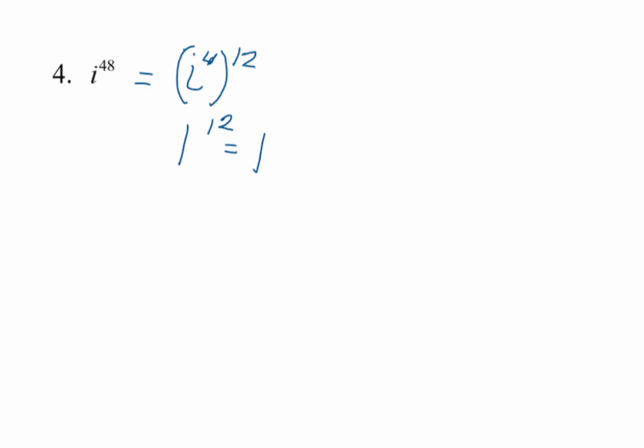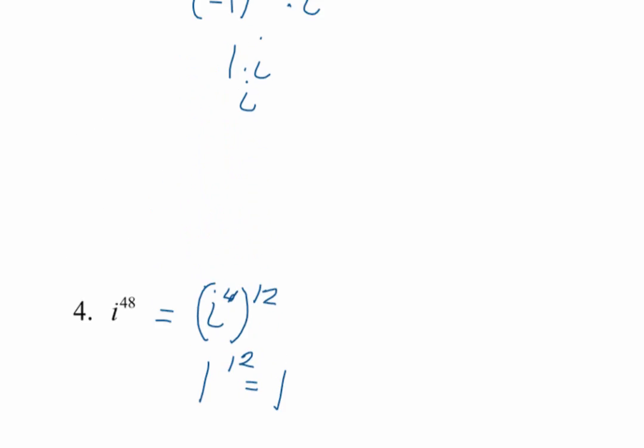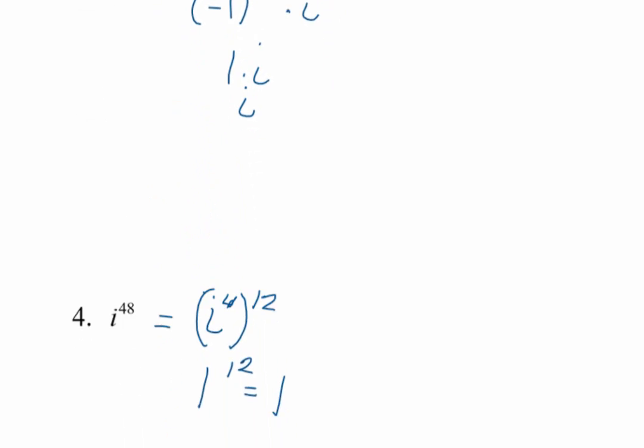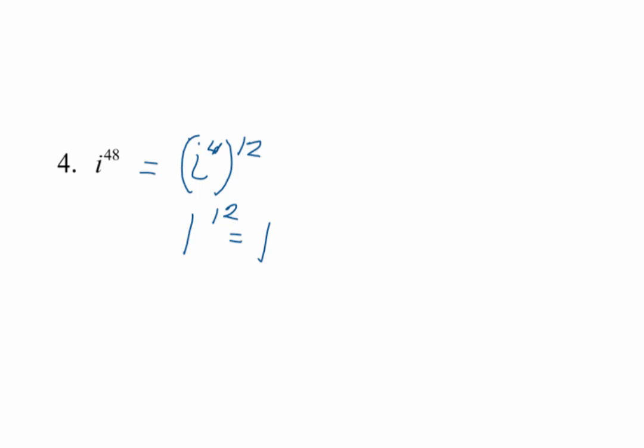So you can use either method. You can either look for the i squares, like we did in example 1 and 2, or you can look for groups of 4 i's, i to the 4th, remembering that those are equal to positive 1, and use that information to simplify.